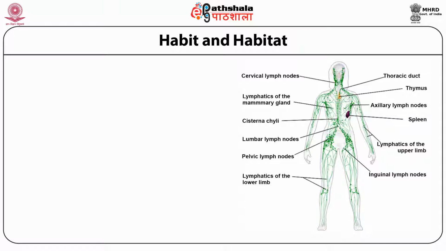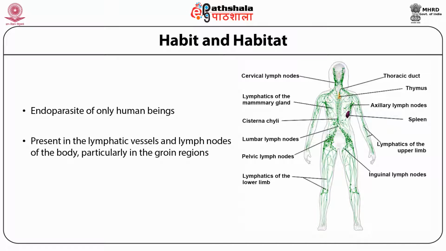As we have discussed earlier, Wuchereria bancrofti is a thread-like cylindrical nematode. It is an endoparasite of only human beings. It is not found in any other mammal or any other animal species which can act as a primary host of this parasite. In human beings, it is present in the lymphatic vessels and lymph nodes of the body.